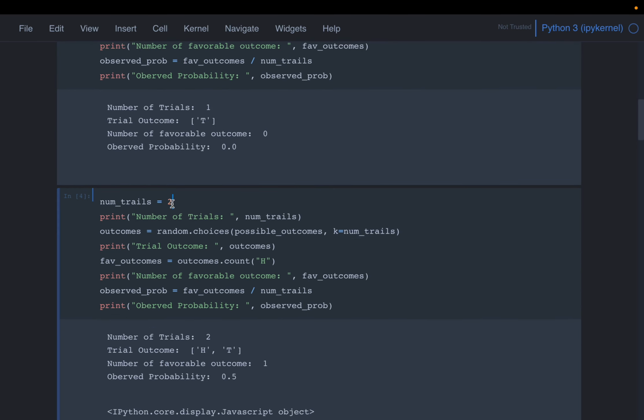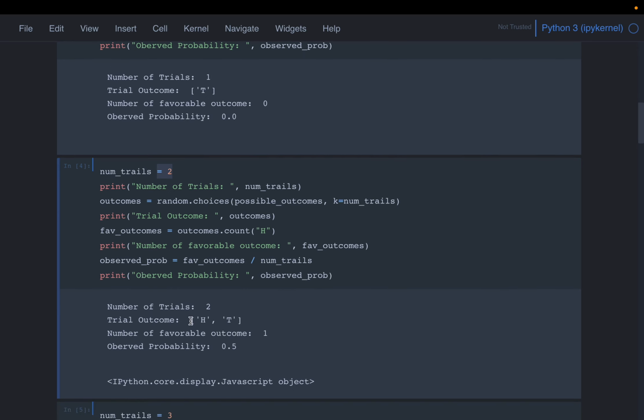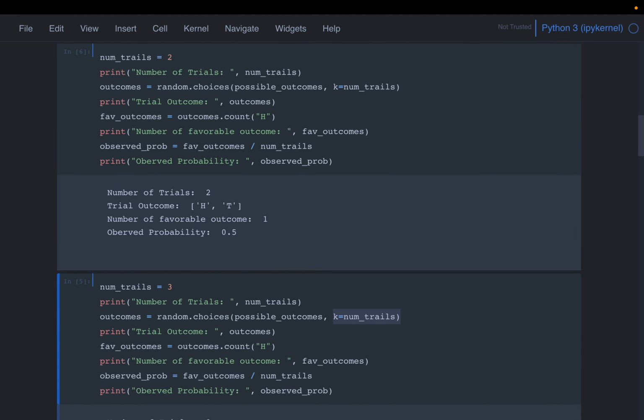So this time we are doing the experiment 2 times, or we are flipping the coin 2 times, okay? When we did it the first time, we got 1 heads and 1 tails. So the number of favorable outcomes is 1 because we have 1 heads, and the probability is 0.5. Hey, this is nice. So does that mean we need to do the experiment twice to get the probability correct? No. We'll see one more time.